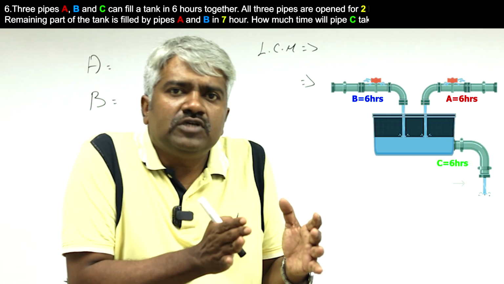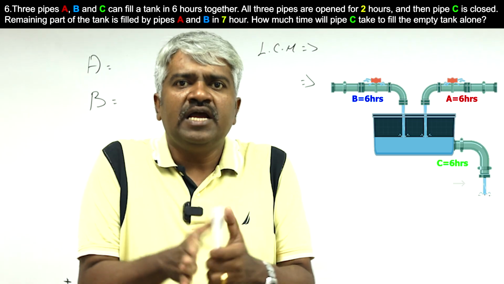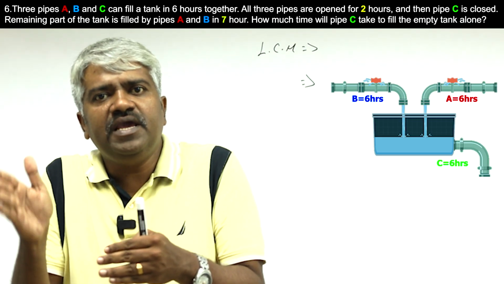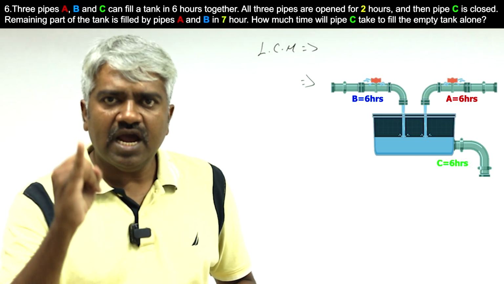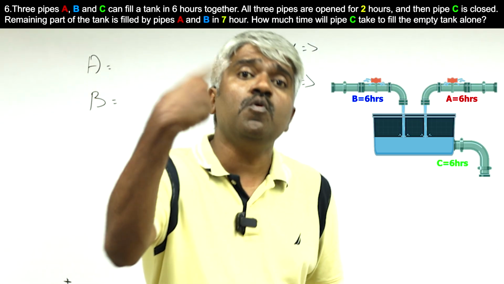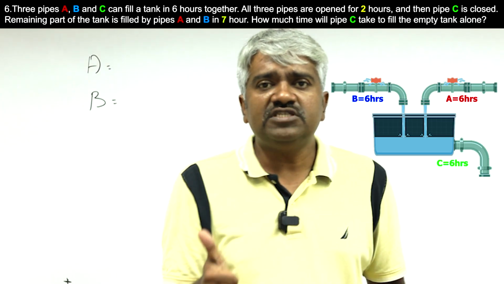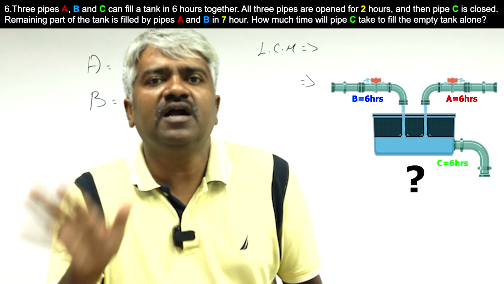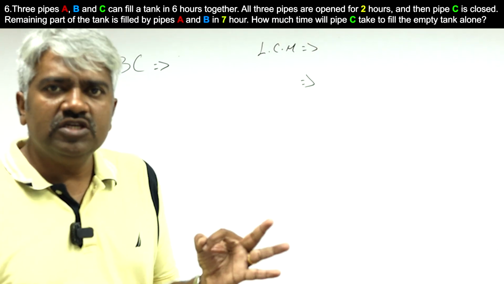When all the pipes are open together for 2 hours, I am closing pipe C. Now, the remaining part of the tank will be filled by pipe A and pipe B. But in this case, they are going to take 7 more hours to fill the tank. The question is, what is the time taken by pipe C alone to fill the tank completely? Now, I'll solve this problem.